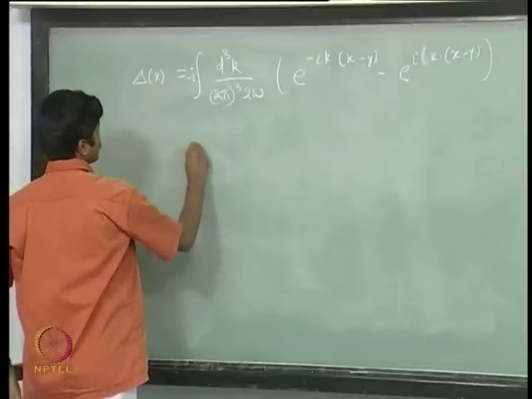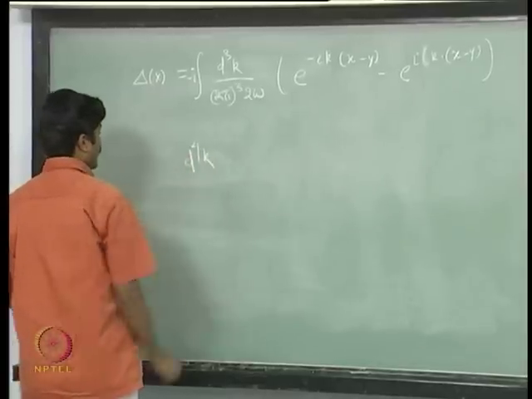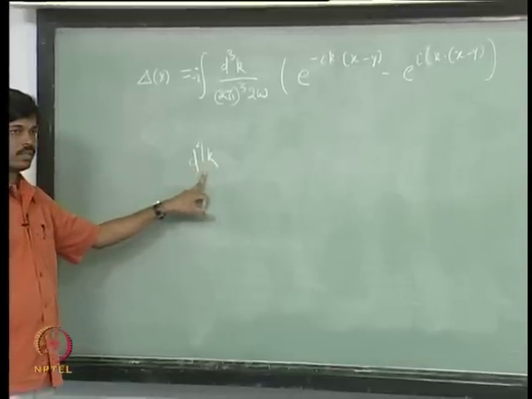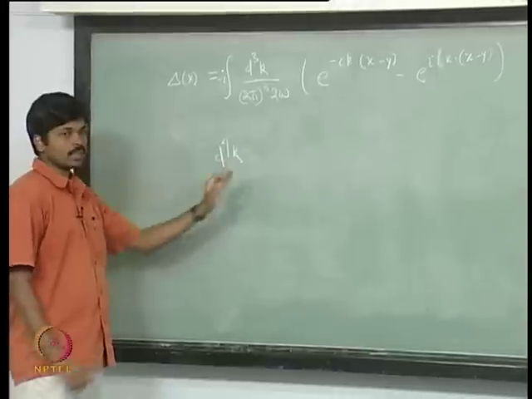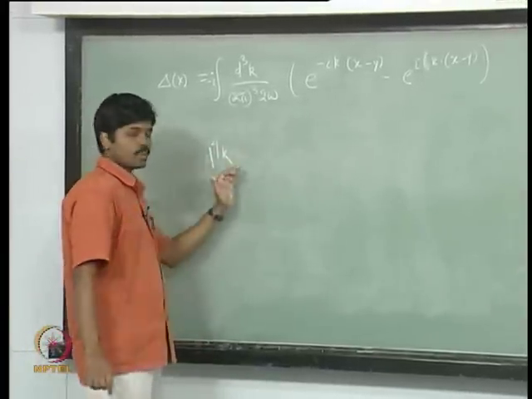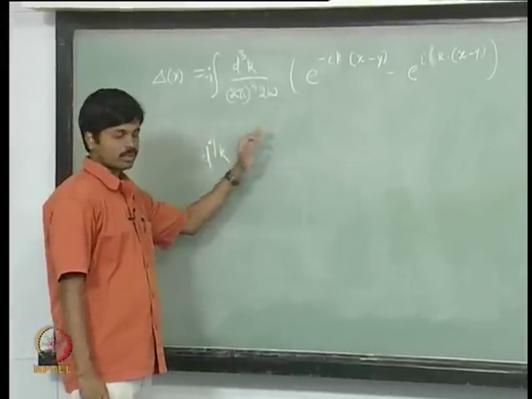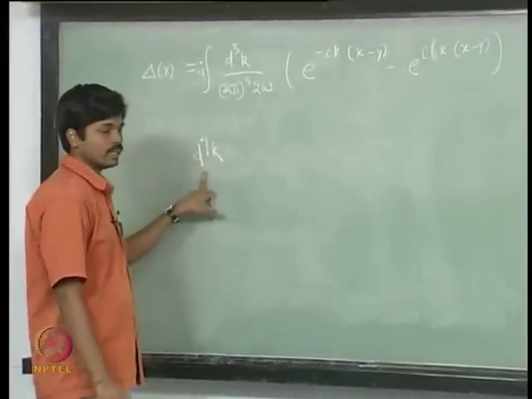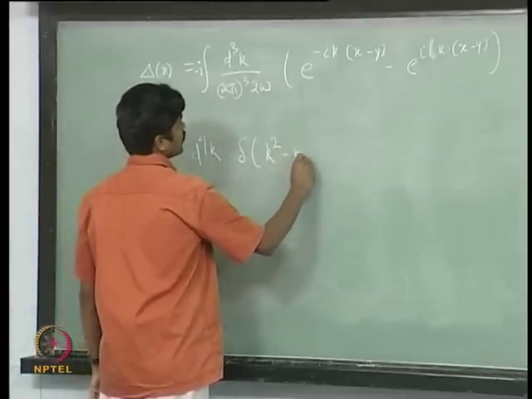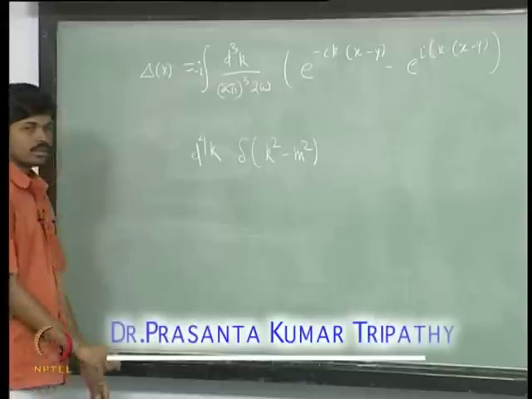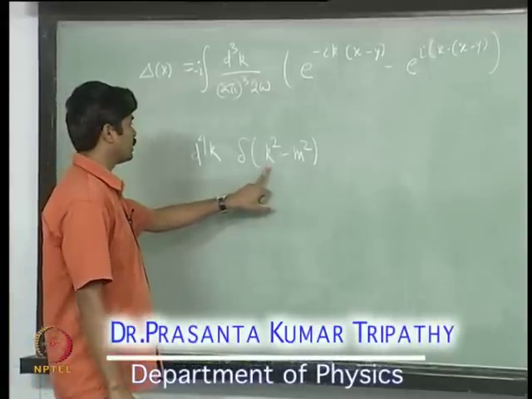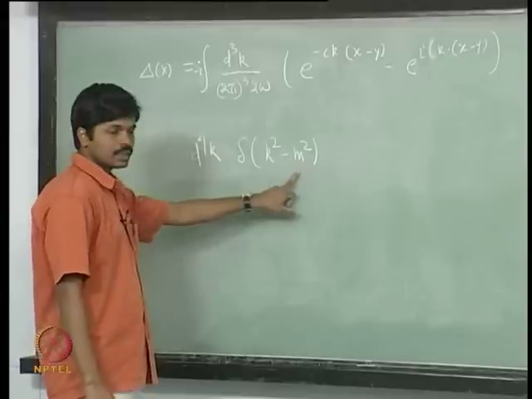We know d4k, unlike d cube k, d4k is Lorentz invariant. When you make a Lorentz transformation, it will give you determinant lambda, which itself is invariant under proper orthochronous Lorentz transformation. So, this is Lorentz invariant. Delta of k square minus m square, you consider this quantity where k square is k mu k mu, which is Lorentz invariant. Therefore, this is Lorentz invariant.